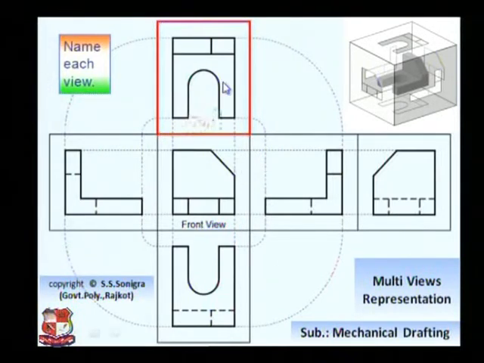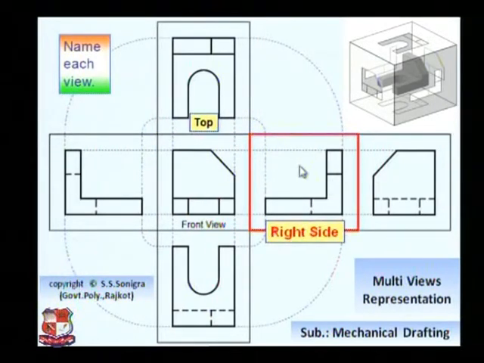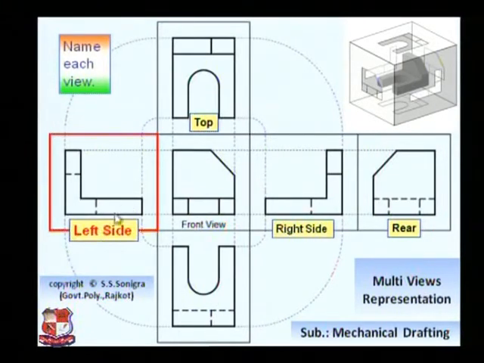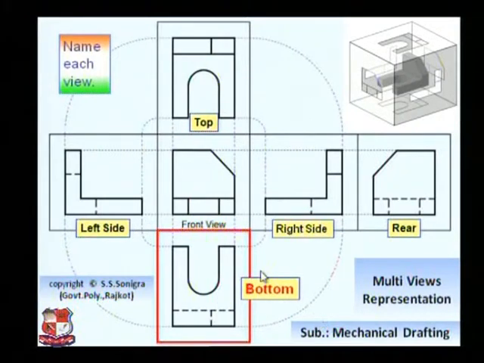Name each view. This view is called the top view. This is the front view. This view is called the right hand side view, which is drawn to the right side of the front view. In this case, the third angle projection method is employed. This view is called the rear view or back end view. Similarly, this view is called the left hand side view or left side view, and this view, which is drawn below the front view, is called the bottom view. So this is the third angle projection method. Front view is drawn below top view.